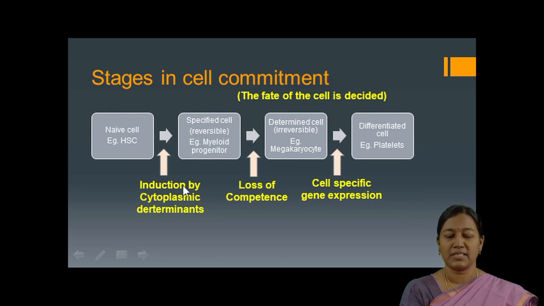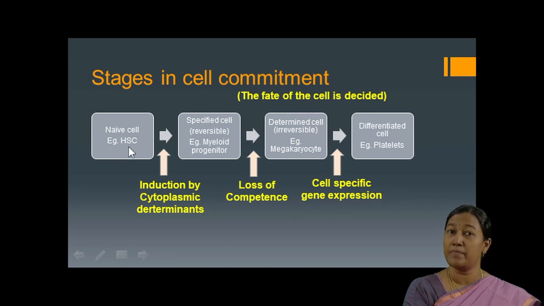So what are the different stages of commitment? First we have naive cells. Naive, in English, means innocent. So naive means it's an innocent cell. For example, a hematopoietic stem cell, or the naive T cell, B cell. It has not encountered an antigen, so it is called a naive cell. A naive cell has not yet differentiated, it can form any other cell. It can differentiate to form any other cell.